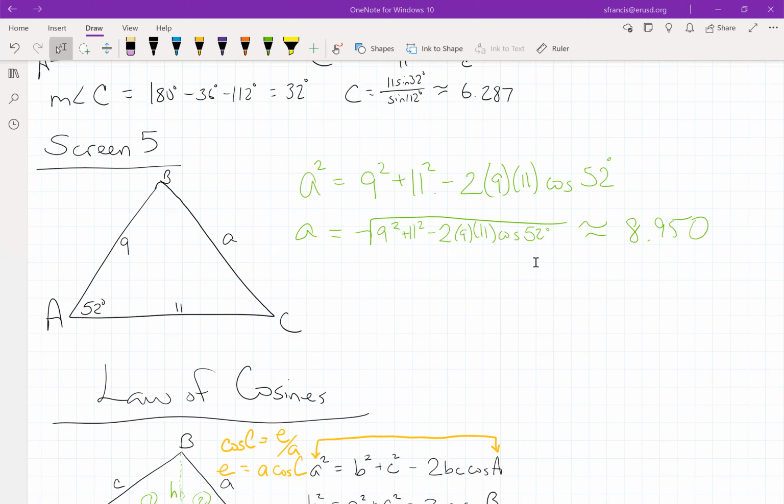So far, so good, Ashley. Haley, your angles are off just a bit. They're in the ballpark, but they're off by a couple degrees. I'm not sure where the error is.